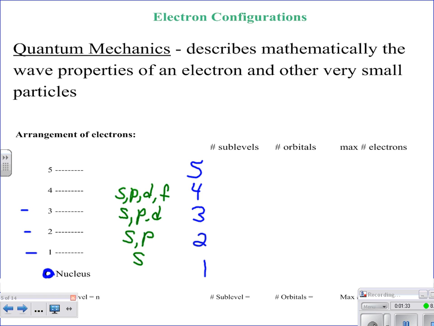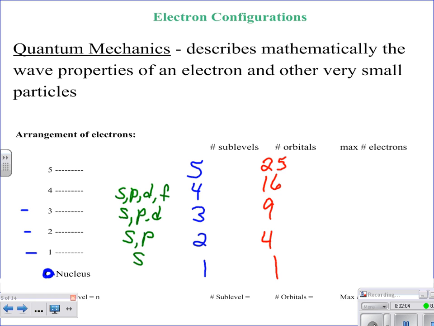Thinking about the number of orbitals in that first energy level, where you only have an S, how many orbitals can you have? Just one. So in your second energy level, where you have an S and a P, how many orbitals can you have? 4. Because you're just adding them up. And the third energy level, how many? 9. And the next, 16. What would this be? 25.